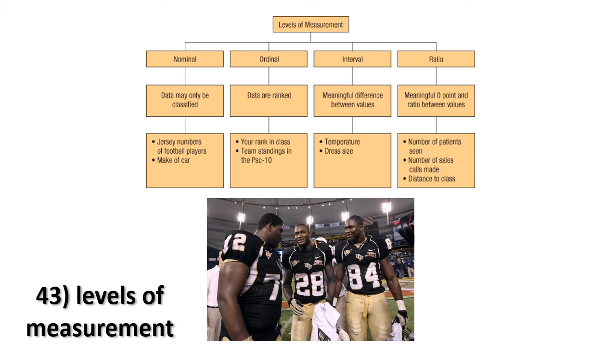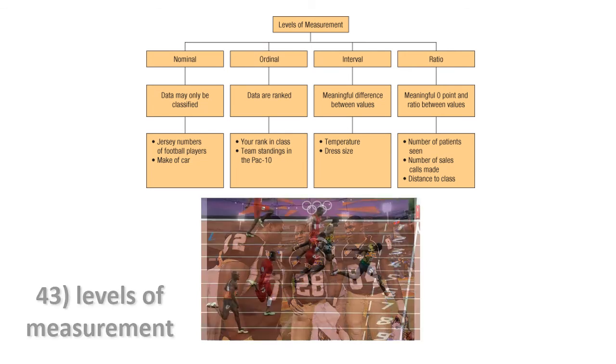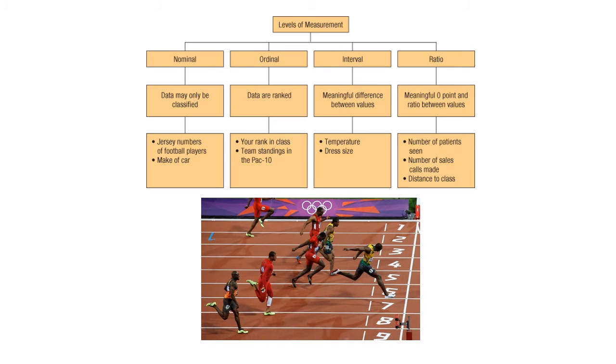They're not ordered in any way. You can't really compare them other than to know that they are different. Ordinal, the second slide, shows Usain Bolt way out in front, followed by the second, third, and fourth place runners. They are ranked. They are ordinal, but there's no specific direct interval in between each of the runners. Usain Bolt has a considerable lead over the next three.